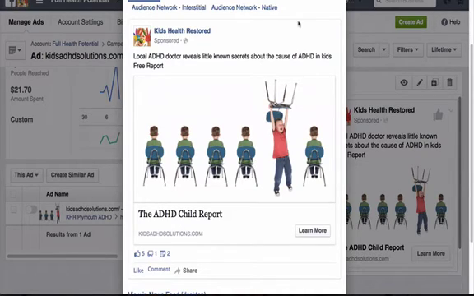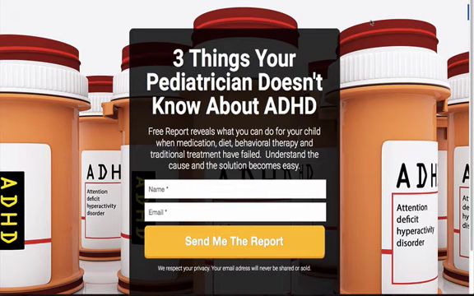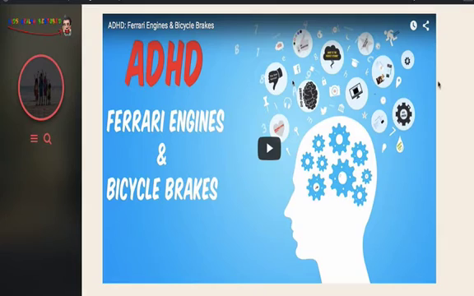The image grabs their attention. Then when they get to the squeeze page, I want their name and email address. Of course, this talks directly to them. It's a little bit controversial, but it's saying ADHD. A lot of them have done medication, diet, behavioral therapy, traditional treatment, so I'm saying when those have failed, because most have been through those situations. And then when they get here, it's talking all about ADHD.